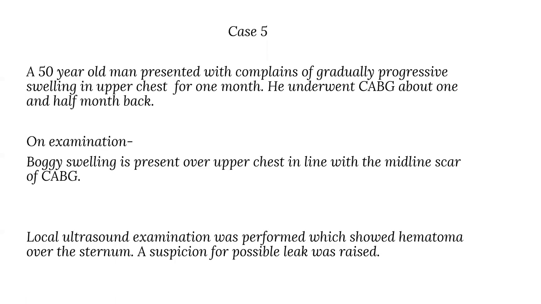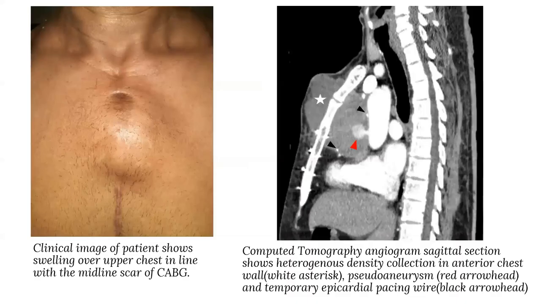This is case five of a 50-year-old man who presented with complaints of gradually progressive swelling over the chest wall since 1 month, and he underwent CABG about 1.5 months back. There was a boggy swelling on examination over the midline of the chest. On local ultrasound, there was a local hematoma. Since the hematoma was progressive, a suspicion of a possible leak from an underlying aneurysm was made.